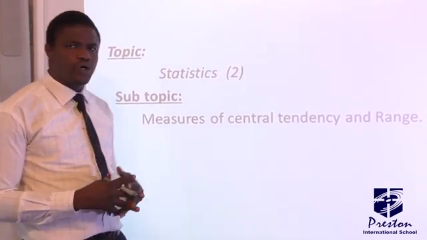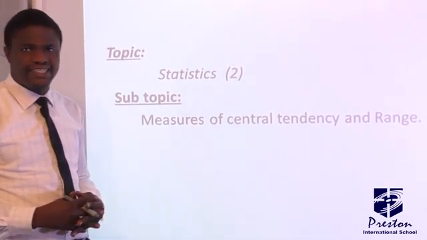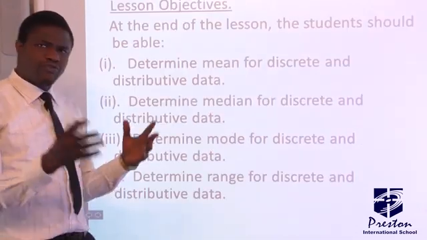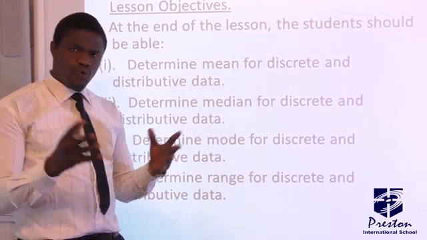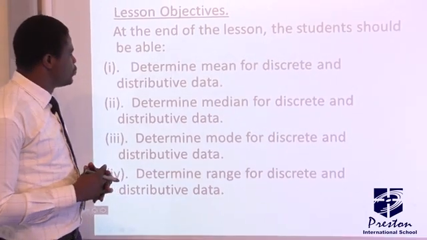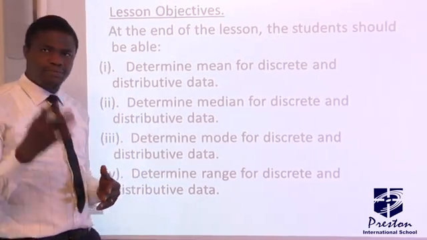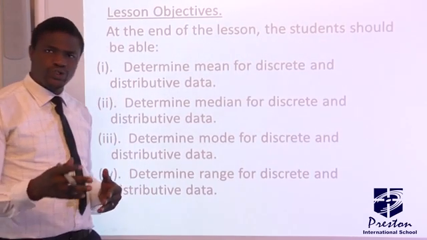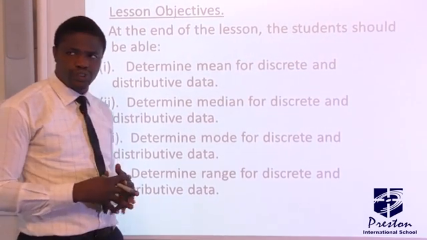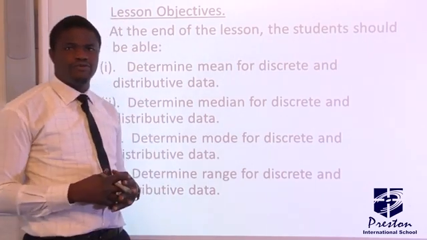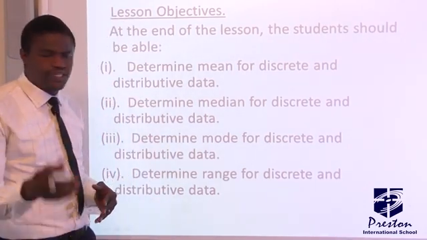We are still going to work on measures of central tendency and range. By the end of today's lesson, we believe that you should be able to determine mean, median, and mode for both discrete and distribution. Also, you should be able to determine range for both discrete and distribution.